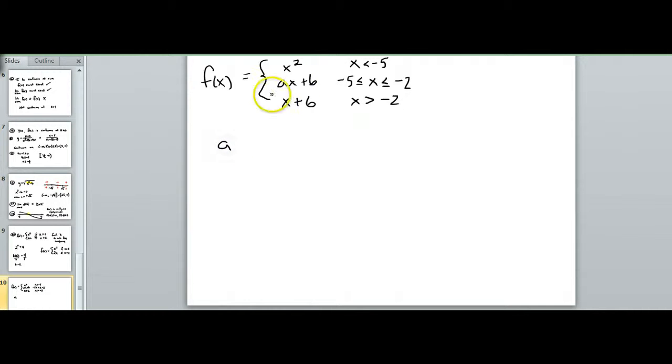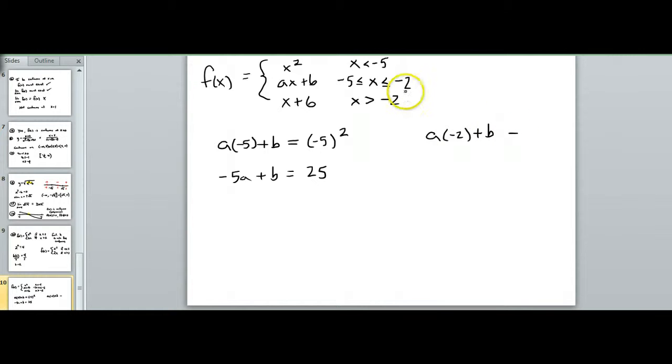So if I plug in -5 here, we know ax plus b has to equal what I get when I plug in -5 here. So -5a plus b has to equal 25 for this part to be continuous. It has to have the same output. But we also know that if I plug in -2, I have to get what I get when I plug in -2 here. So -2 plus 6. So I get -2a plus b equals 4 on the other one.